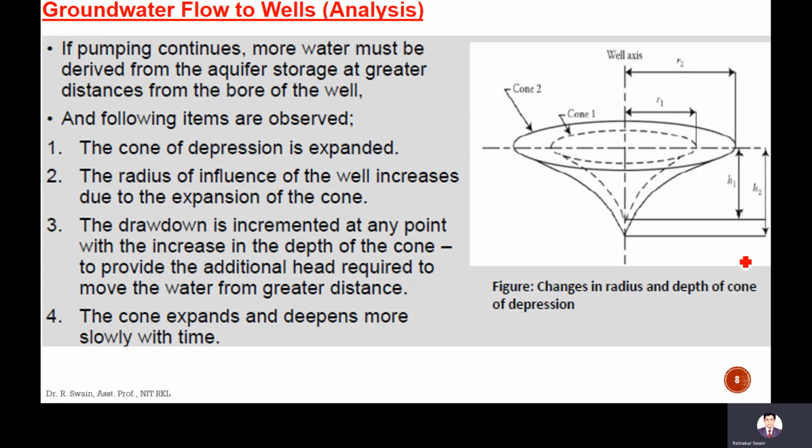If pumping continues, more water must be derived from the aquifer storage at greater distance from the well. And the following items are observed. The cone of depression is expanded. The radius of influence of the well increases due to expansion of the cone. The drawdown is incremented at any point with increase in depth of the cone to provide the additional head required to move the water from greater distance. That means the head H1 or H2 increases when the areal extent of the cone of depression increases.